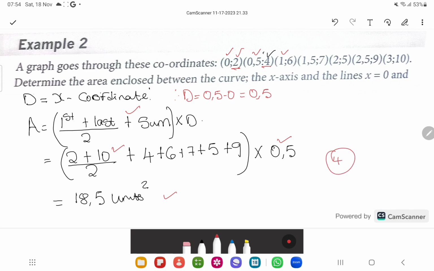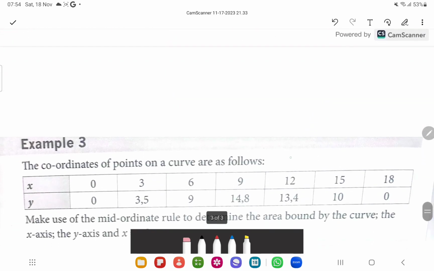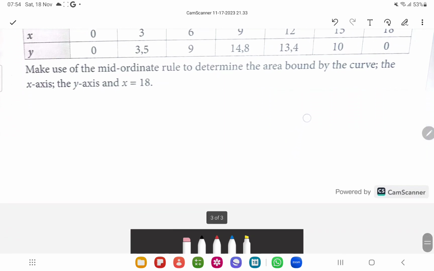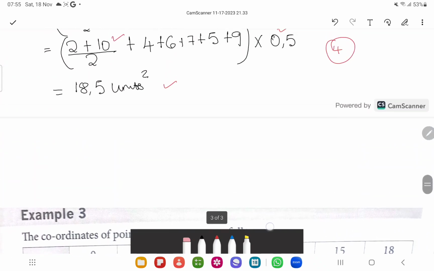Remember, in each and every exam, this question is there. There's no way that they're not going to ask you this question. It is going to be part of the exam. Okay, then the last one here. This is the last one.